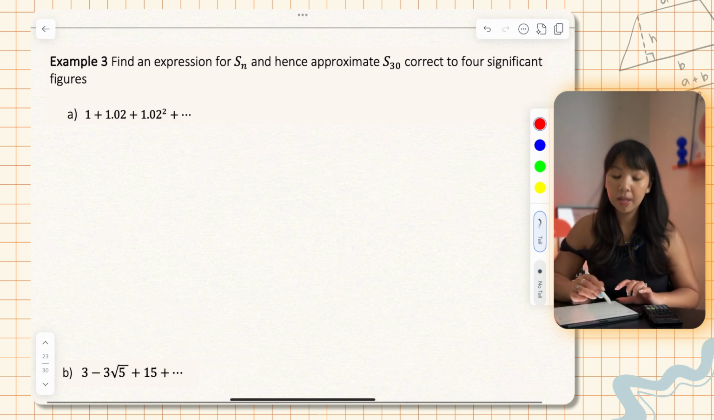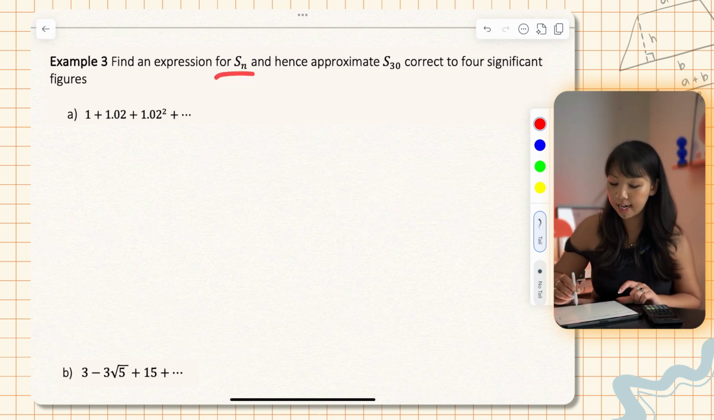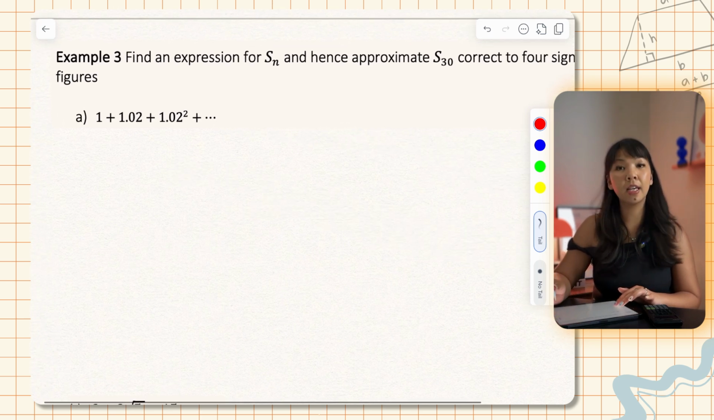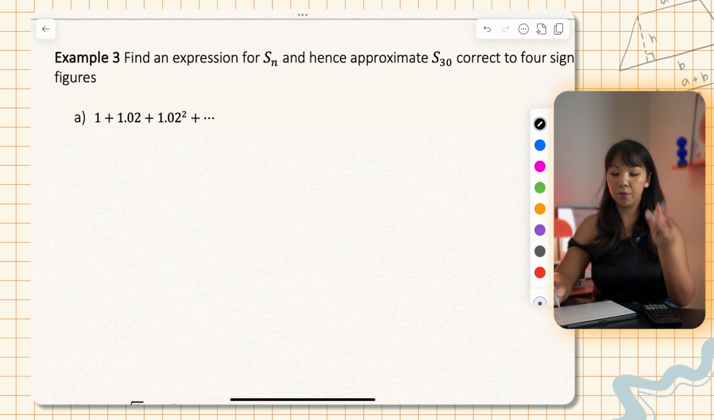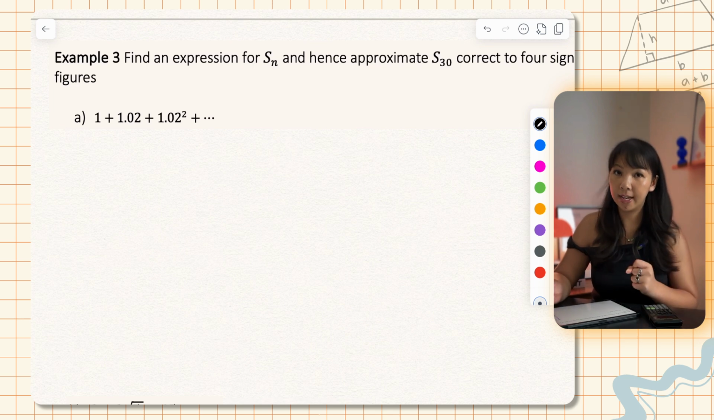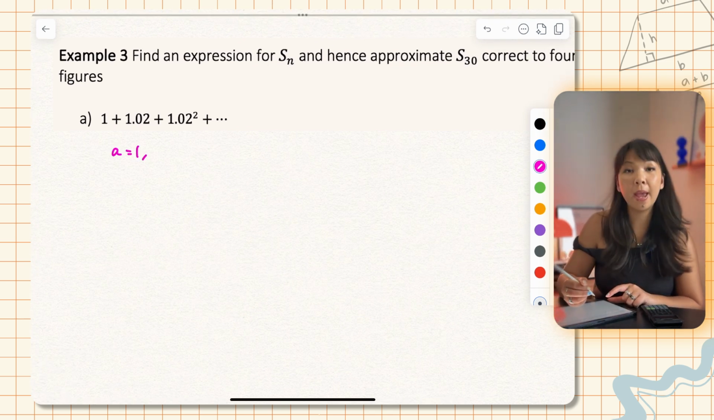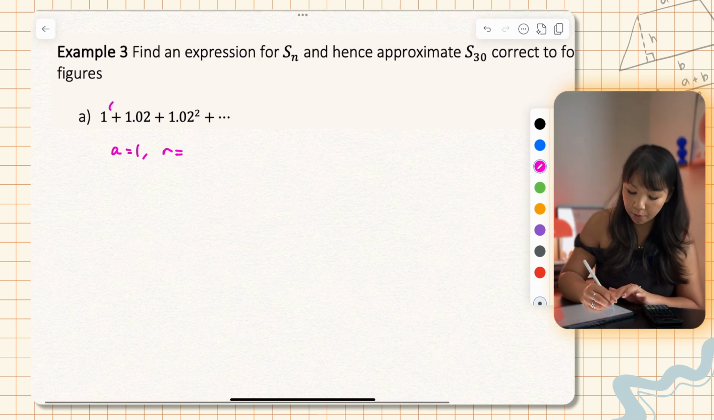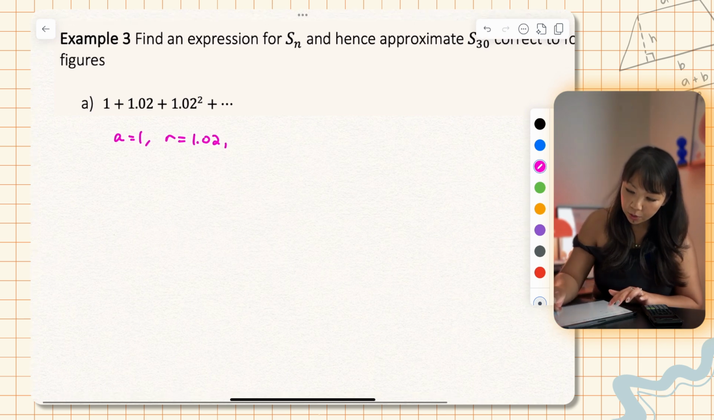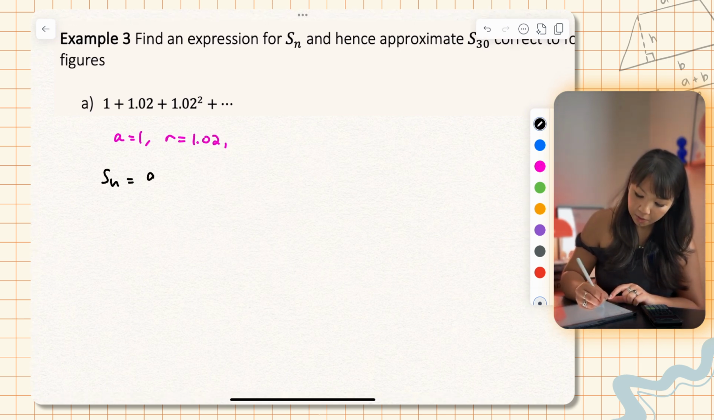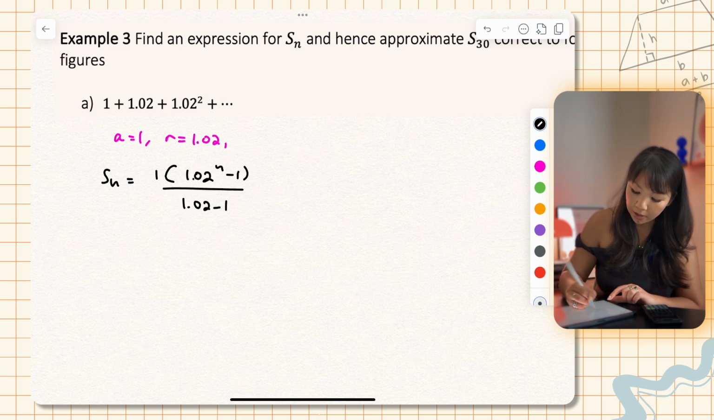Next, example 3. Find an expression for Sn and hence approximate S30 correct to 4 significant figures. Okay, so first let's find an expression for Sn and then we want to find S30. So let's lay down everything we know. A is 1. Our ratio to go from this term to the next term, it's going to be 1.02. So Sn in this case is going to be given by a bracket r to the power of n minus 1 over r minus 1.